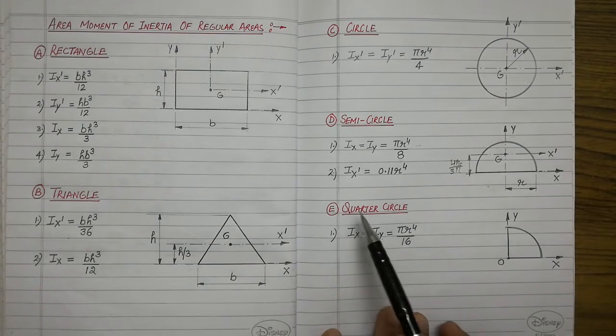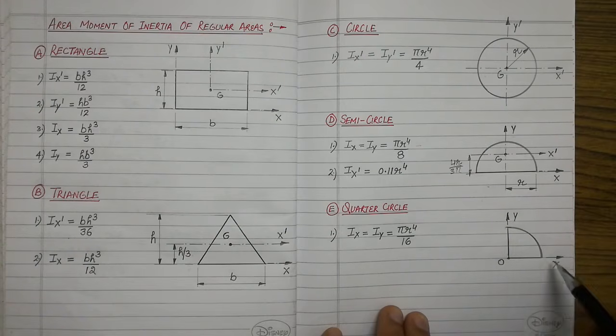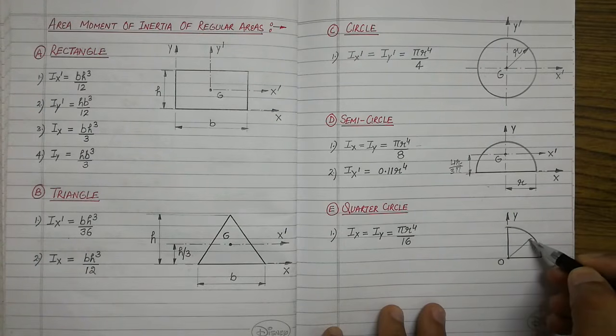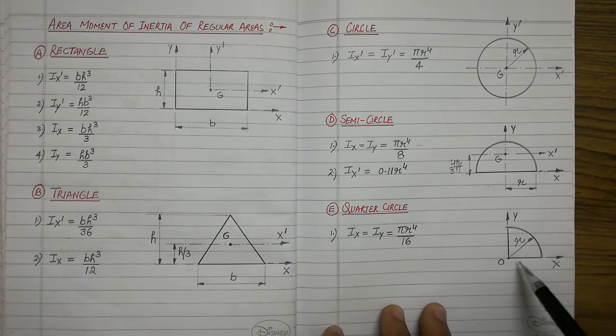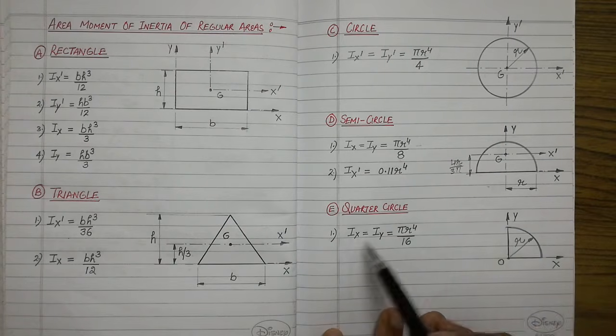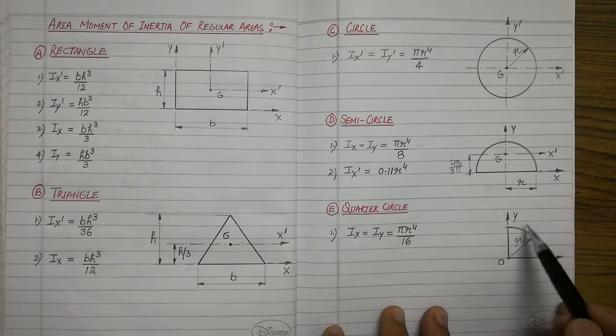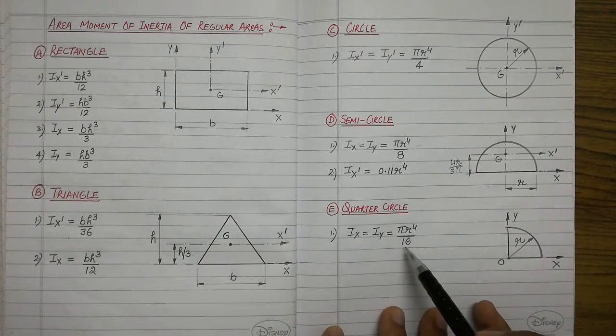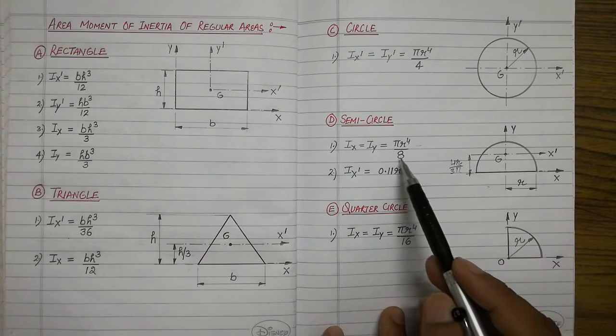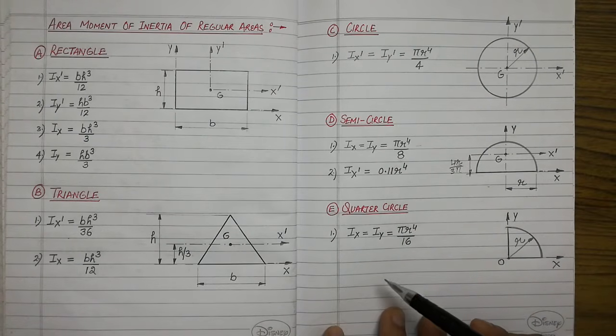Then in the end we will discuss the quarter circle. So quarter circle is shown here. Let us say the radius of the quarter circle is again r units, and the two axes are labeled. Both are along the two sides of the quarter circle. One is along x direction, labeled as x. Another is along y direction, labeled as y. So the area moment of inertia of this quarter circle about these two axes is given by pi r 4 by 16. It is again half of this particular value, that is for semicircle.